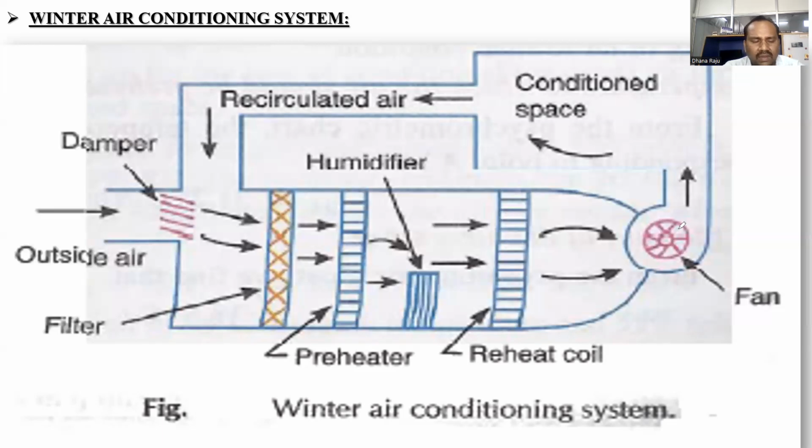So since winter is having lower temperature, lower humidity, we need to heat the air. For that, we are using a preheater, and the process is called sensible heating process. And since humidity content is less, we need to humidify the air. For that, we are using a humidifier. So sensible heating and humidification is the psychrometric process used in winter air conditioning system.